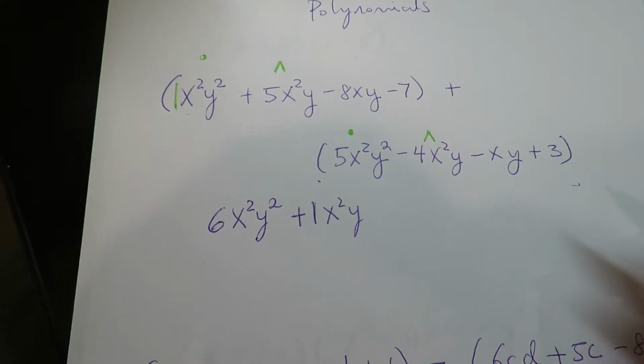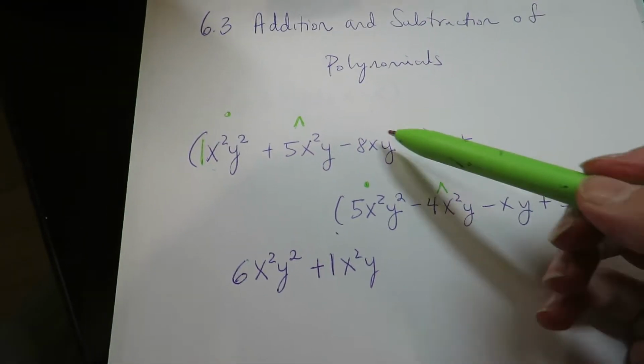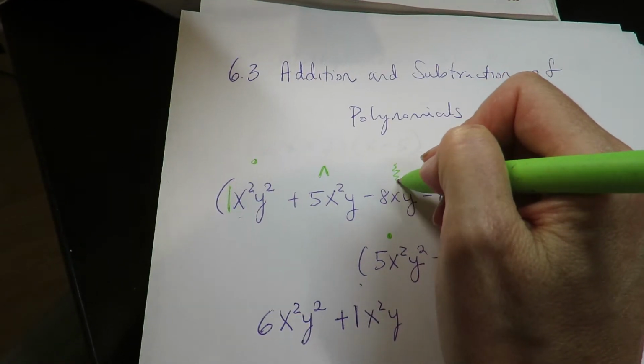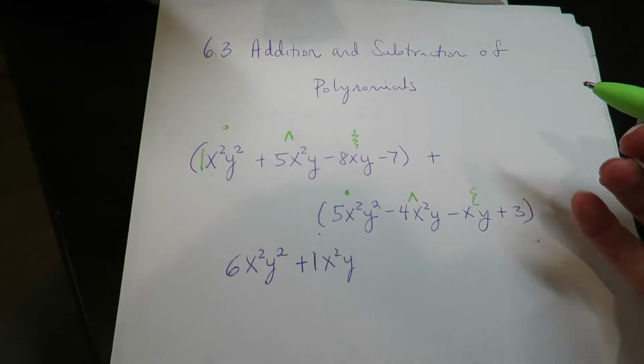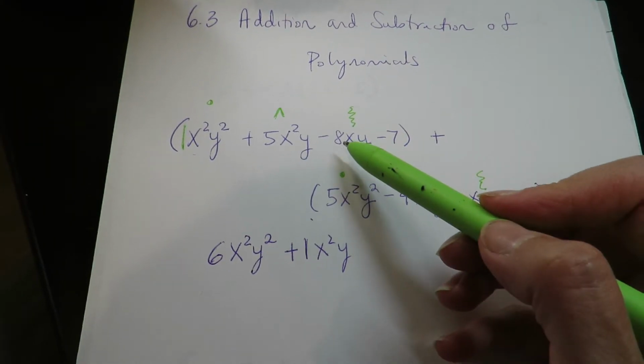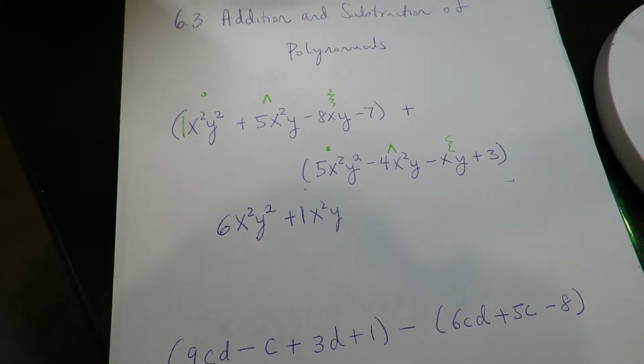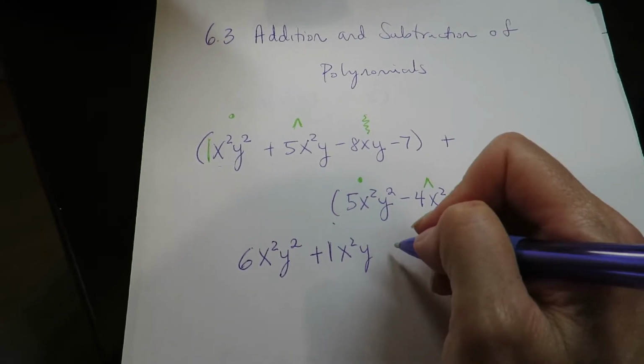Okay, the next one is I have an xy here and an xy here. So these are the same kind. So I have -8 here, I have -1 here. That's going to add to -9 of that kind.